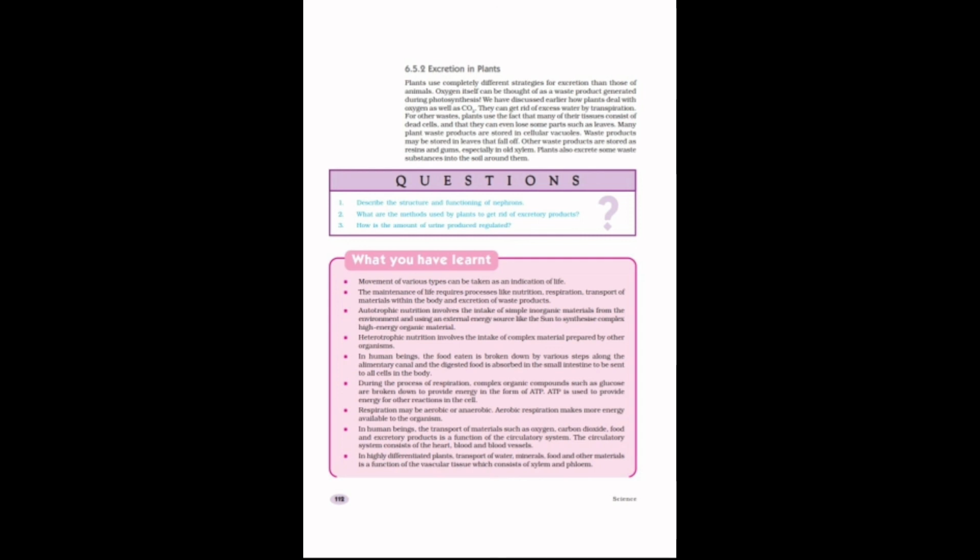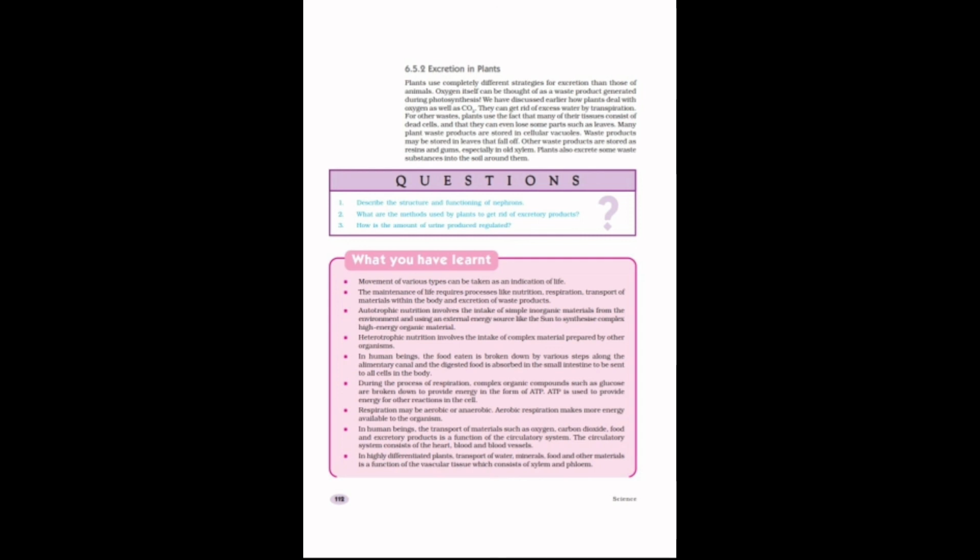In human beings, the food eaten is broken down by various steps along the alimentary canal, and the digested food is absorbed in the small intestine to be sent to all cells in the body. During the process of respiration, organic compounds such as glucose are broken down to provide energy in the form of ATP. ATP is used to provide energy for other reactions in the cell. Respiration may be aerobic or anaerobic. Aerobic respiration makes more energy available to the organism.